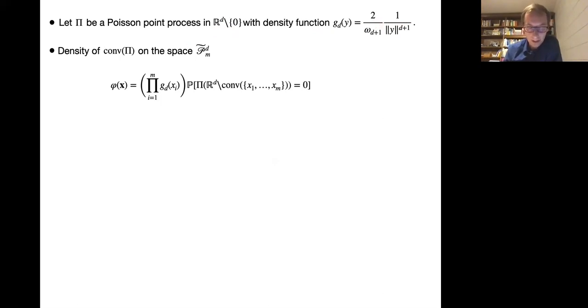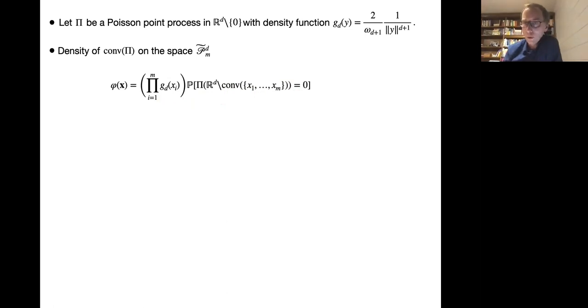And now let us compute the density of the convex hull on this fancy space. So again, you want that the points x1 to xm are the vertices of the convex hull. Well, the density of each of these points is what it is. This is this m-fold product. And then you want that all the other points are contained in the convex hull of these points that you have chosen here, or equivalently that in the complement there are no points.